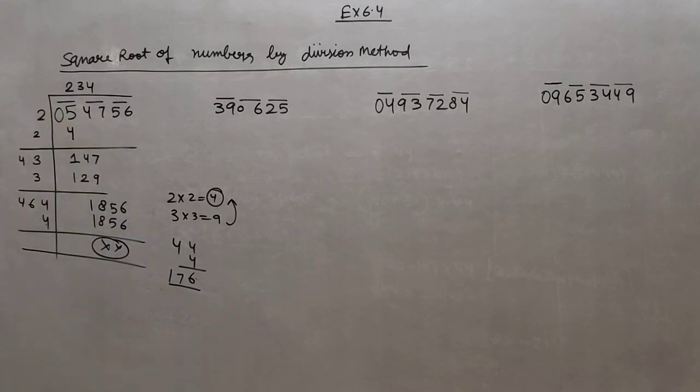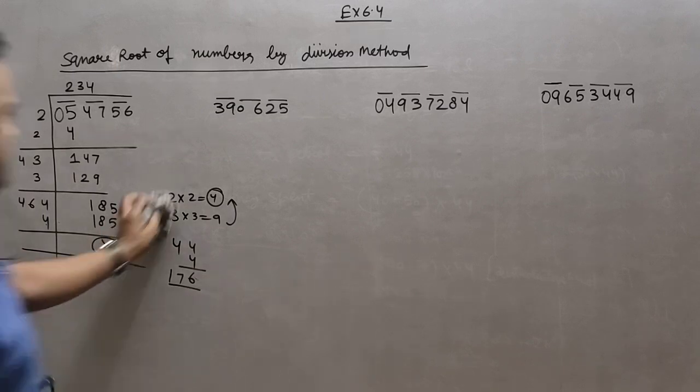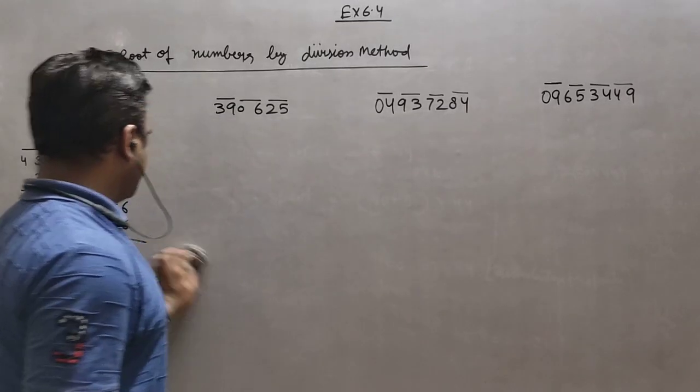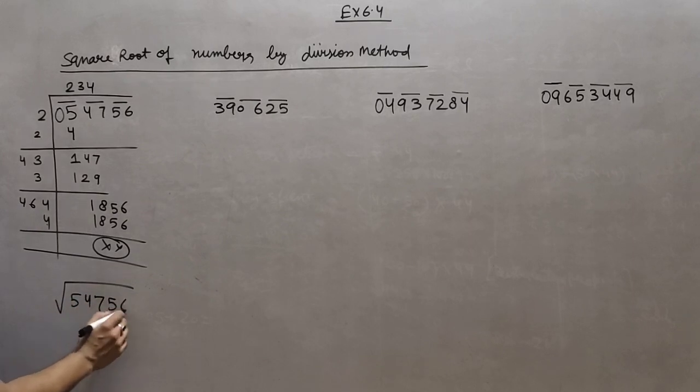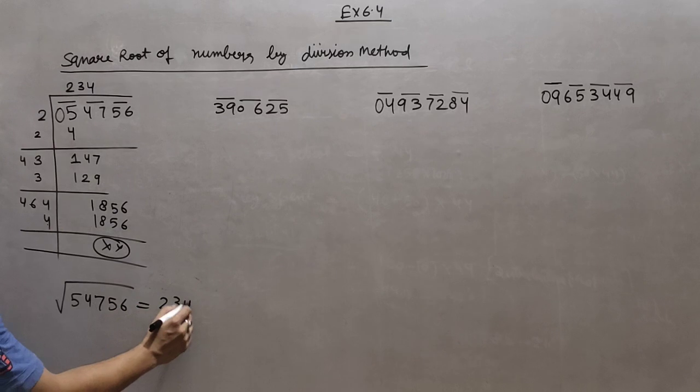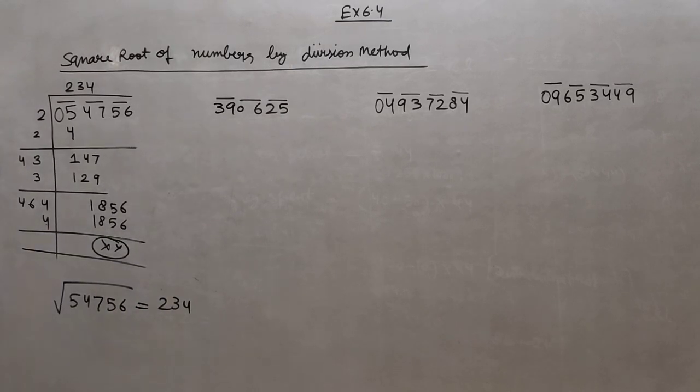Right? And how can we write this number? This number will be written in this form: square root of 54756 is equal to 234. And you can check that the square of this number will be equal to this. Right? So this is the one.